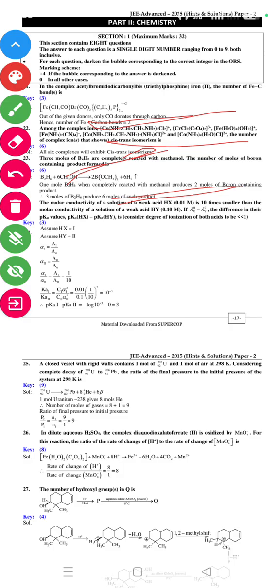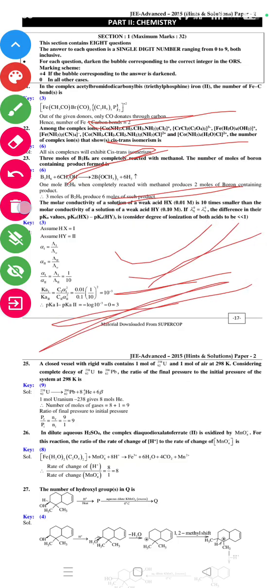So alpha 1 equals lambda 1 by lambda naught, alpha 2 equals lambda 2 by lambda naught, so alpha 1 by alpha 2 equals lambda 1 by lambda 2 equals 1 by 10. K1 by K2 equals C1 alpha 1 squared by C2 alpha 2 squared, that is 0.01 by 0.1 times (1 by 10) whole squared, equal to 10 to the power minus 3. So pK1 minus pK2 equals minus log of 10 to the power minus 3 minus 0, which equals 3. So the answer will be 3.